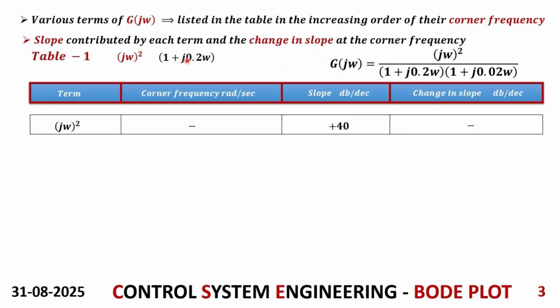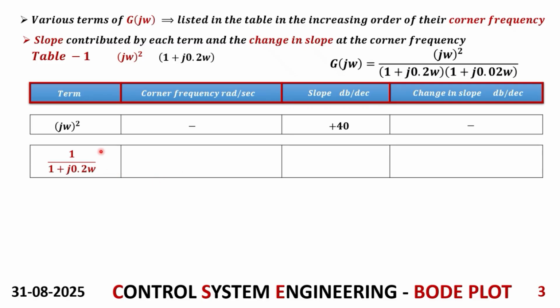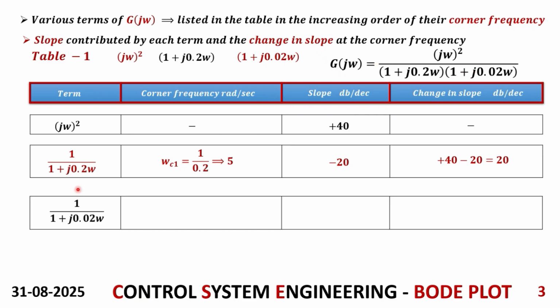The second term is 1 + j0.2ω. It is in the denominator, so ωc1 is 1 by 0.2, which is 5 radian per second. Slope in dB is minus 20, since the term is in the denominator. Change in slope will be 40 minus 20, so it is 20. And the third term is 1 + j0.02ω, which is also in the denominator. So the corner frequency ωc2 is 1 by 0.02, so it is 50 radian per second. Change in slope is minus 20, so it is 20 minus 20, which is equal to 0 there.